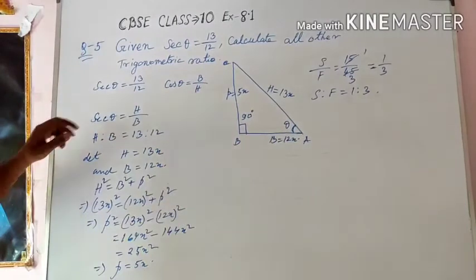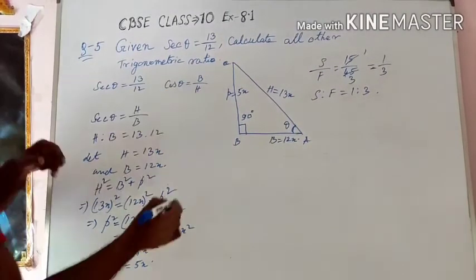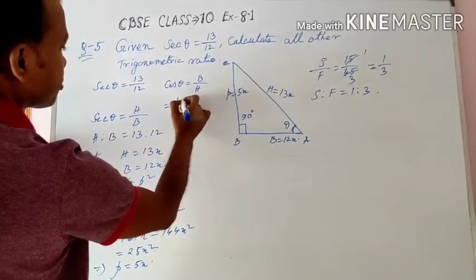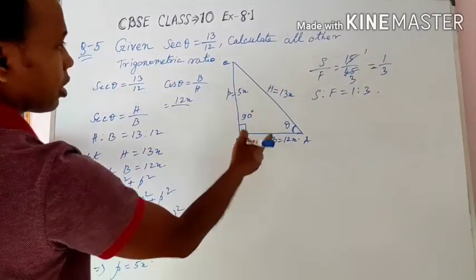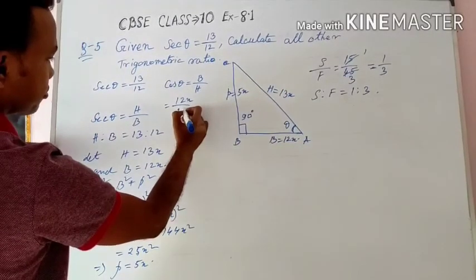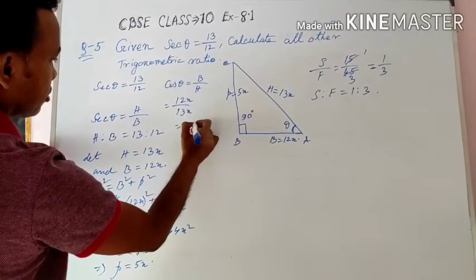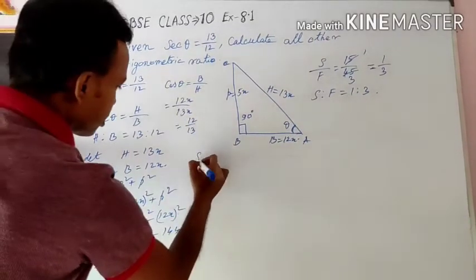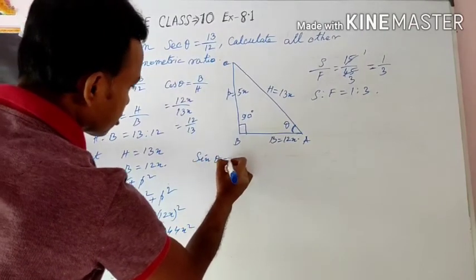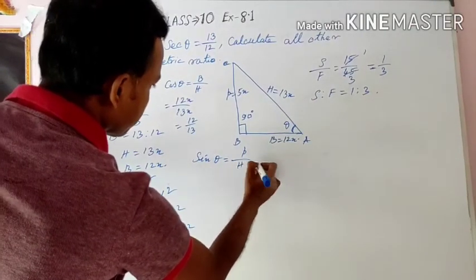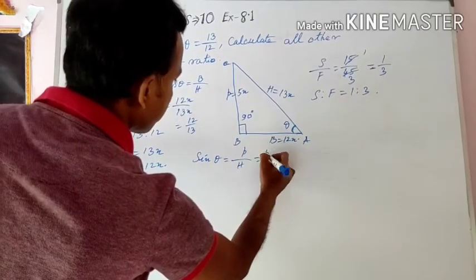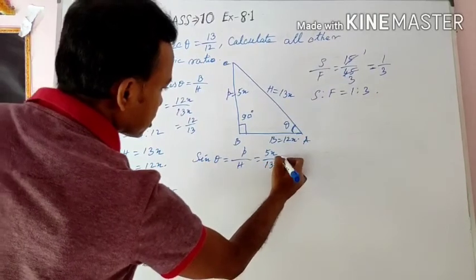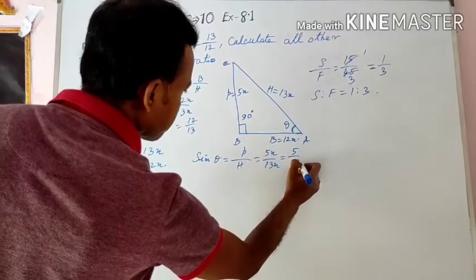Here we know that cos theta is equal to base by hypotenuse. Put the value: base is equal to 12x and hypotenuse is equal to 13x, that is equal to 12 by 13. Another, sin theta is equal to what? Perpendicular by hypotenuse. Here put the value of perpendicular 5x and hypotenuse 13x, is equal to 5 by 13.